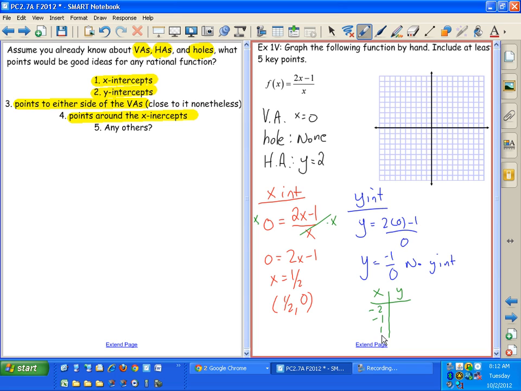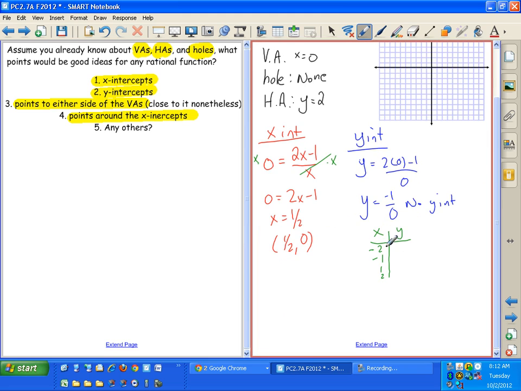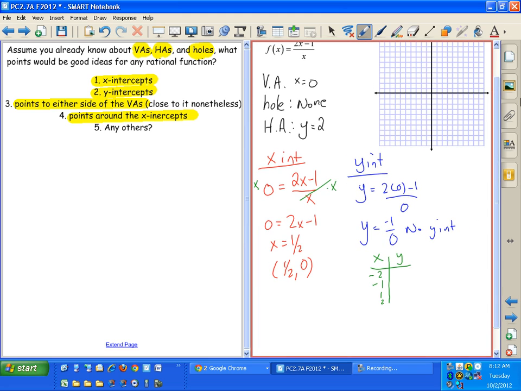So I'm going to extend this page a little bit. And we're going to plug these guys into our function and find our values. Let me just make these a little bit bigger so they're easier to see. Negative 2, negative 1, 0. 0 is our vertical asymptote, so we don't really need that. And then 1 and 2. So I got my points around here.